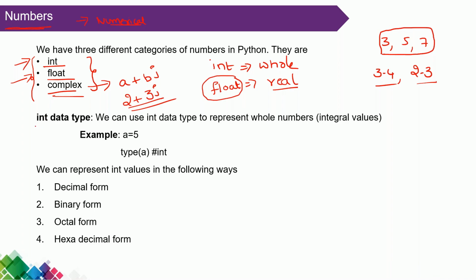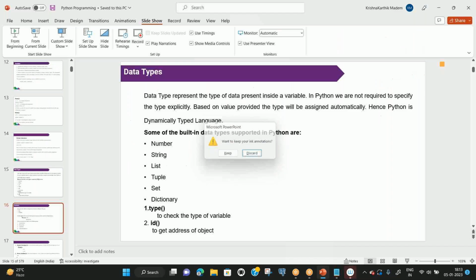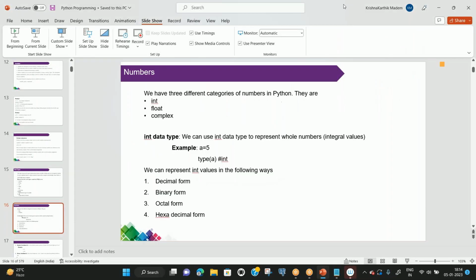Now we will move step by step. First, I will move to the integer data type in depth. We already discussed what an integer is, to represent whole numbers. For example, see this one, a is equal to 5. Now, by using this function type, what is the use of the function? We already discussed the use of type is to know the type of the data, that is, variable a holds which type of value. Now I will show you the execution.